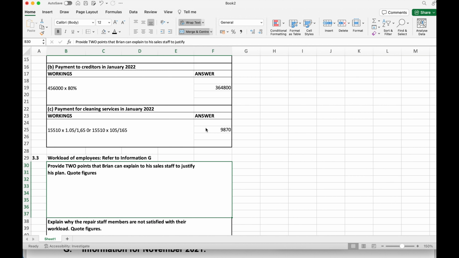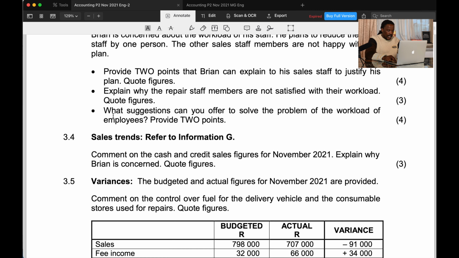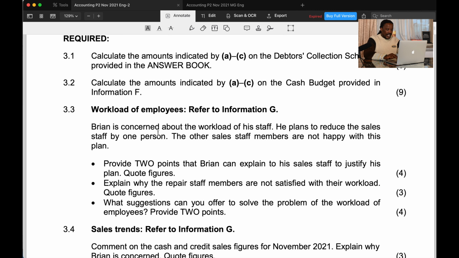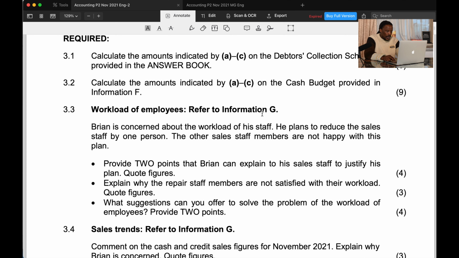And then we're going to move to 3.3. And 3.3 says workload of employees, refer to information G. So there is information that is given that we must refer to, which is information G. It also tells you that this question is independent from 3.1 and 3.2. So when you do cash budget, sometimes they give you independent questions that you can take free marks on independently. So let's look at that.